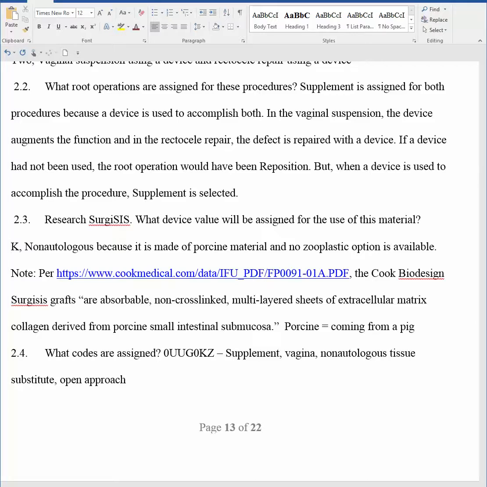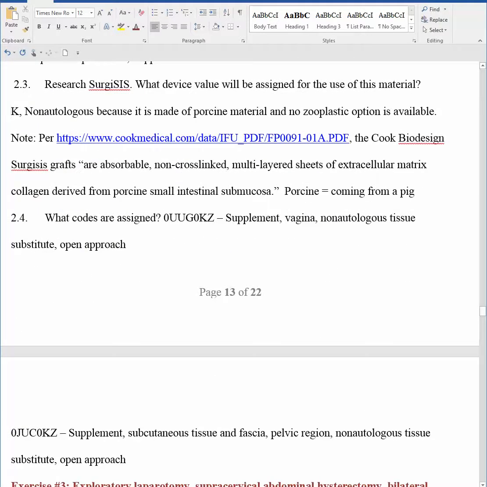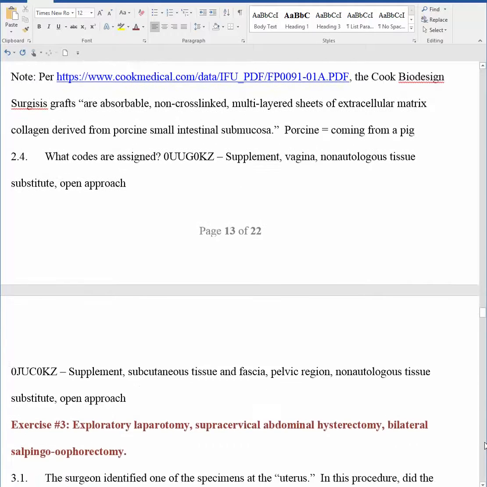What codes are assigned? 2 codes are assigned, 0UUG0KZ, which is supplement of the vagina with a non-human tissue substitute, open approach, and 0JUC0KZ, supplement subcutaneous tissue and fascia, pelvic region, non-human tissue substitute, open approach.